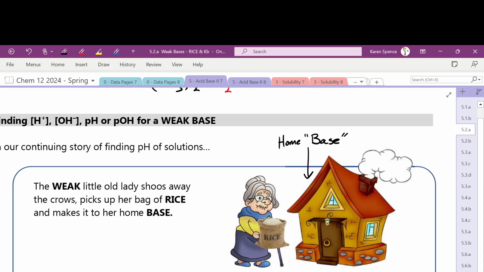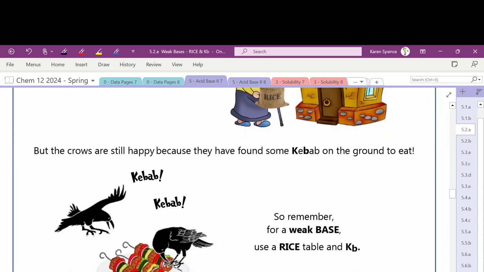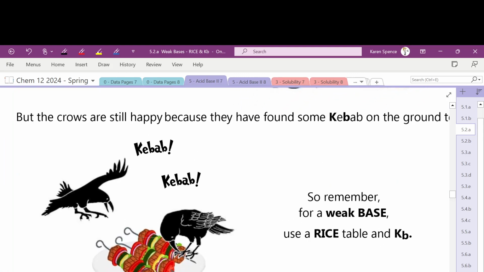And the crows are not eating the rice anymore and saying, caw, caw. What are they crying? They're crying, kebab, kebab, because they found some kebab on the ground. KB. Kebab, kebab. Okay?